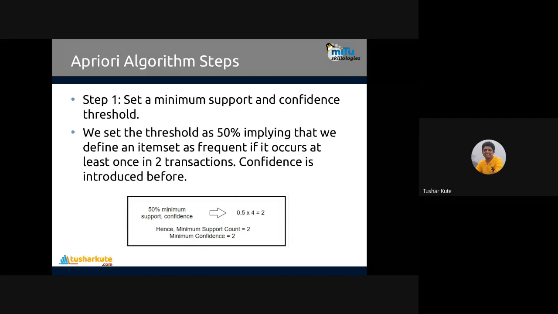We set a threshold value of 50%, implying that we define an item set as frequent if it occurs at least once in 2 transactions. The confidence was introduced before. If you have set 50% confidence, the items or set of items should be present in the data set at least 50% of the time in all transactions. So 50% minimum support and confidence. There are 4 transactions, and 50% of 4 means 2. Hence, the minimum support count is 2, and the minimum confidence count is also 2.